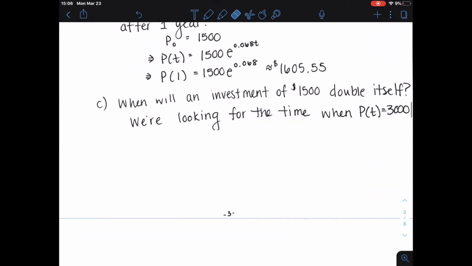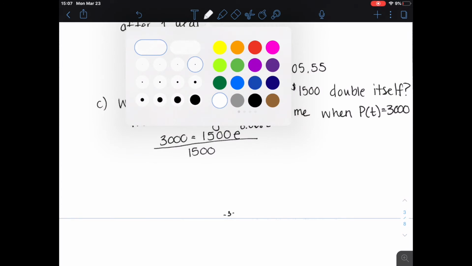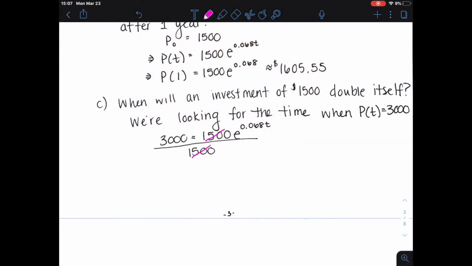So we want to see now, if we do have a $1,500 investment, when is it going to double? So basically, we're looking for the time when the amount in our account is $3,000, okay? So we've got 3,000 as our output, 1,500 is our initial input, and then we've got e to the 0.068t. We want to solve for t, so we're going to divide both sides by 1,500. And what that's going to allow us to do is cancel these out, and you just get 2 is equal to e to the 0.068t.